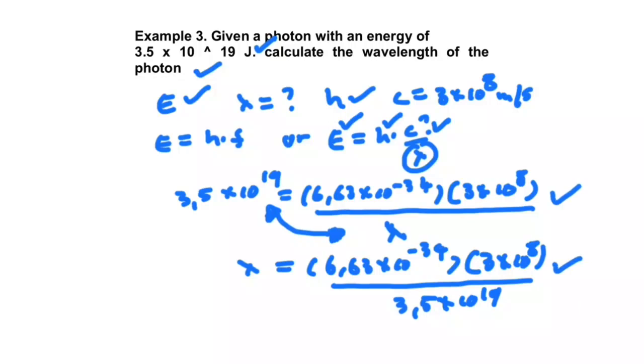There's no mark for mathematical manipulation in physics. The mark is for the ideas, picking the right formula, substituting, making necessary conversions, and so on. So if you do this, you don't have to worry. You're not going to lose any mark. So the wavelength that I'm getting here is 5.68 times 10 to the minus 45 meters.